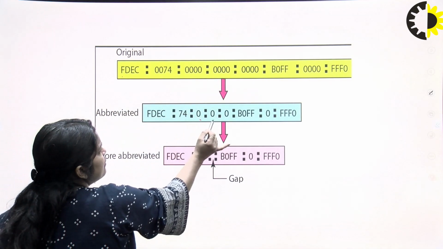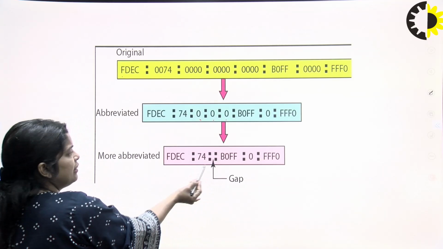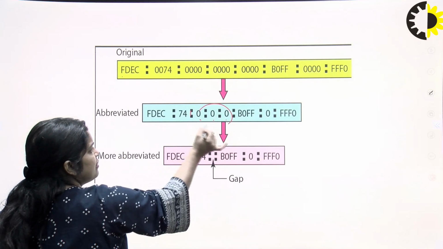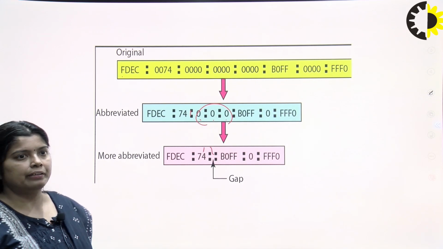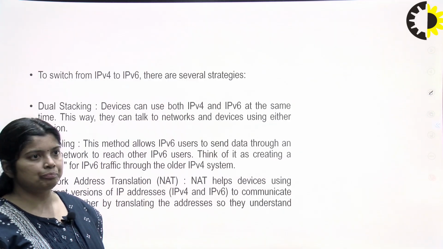You can see in this example, you can write 000, and after that, this particular part can be represented by the double colon, or you can say the gap.